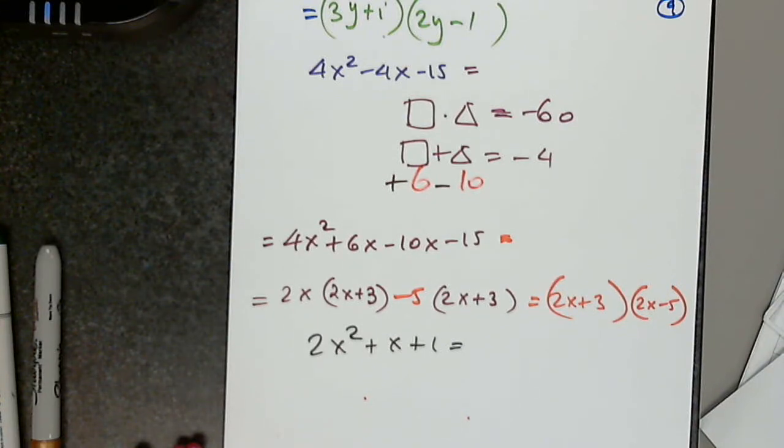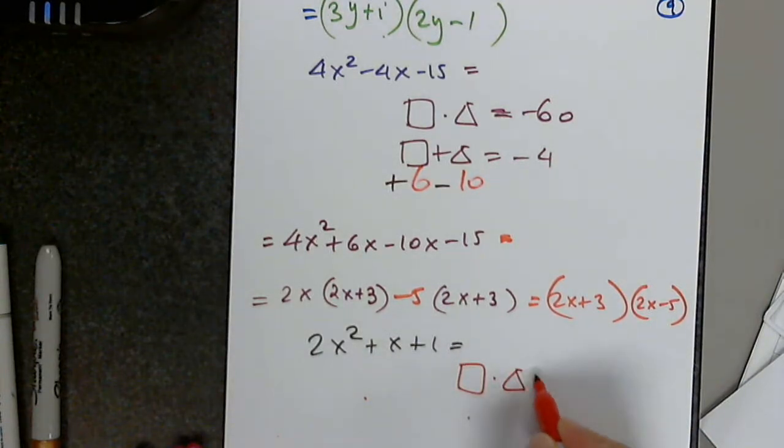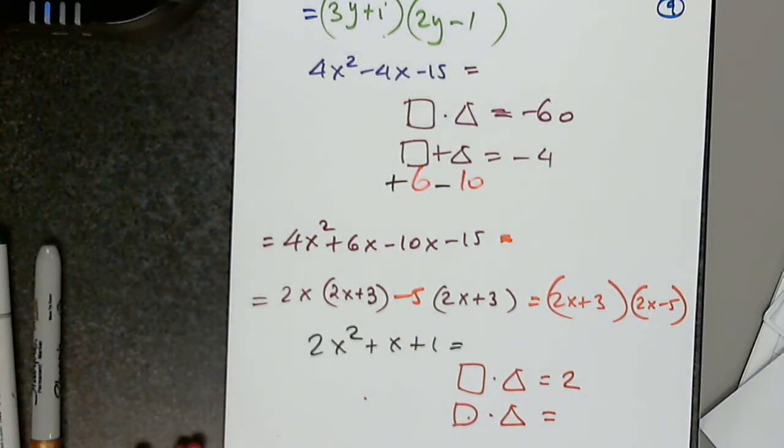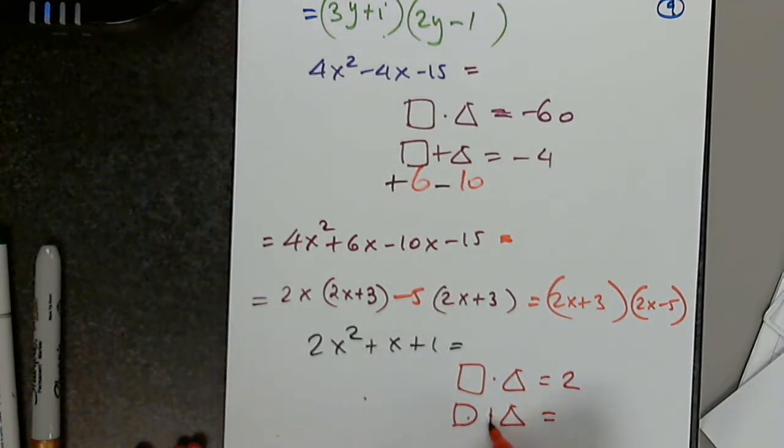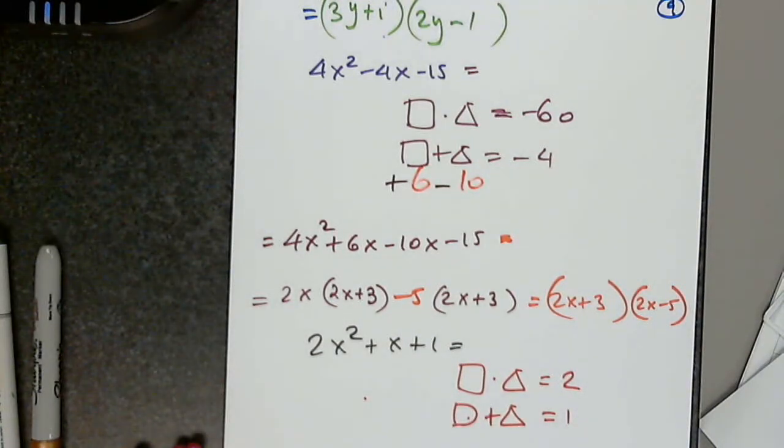So I'm looking for two numbers whose product is very good. You incorporated the leading coefficient because it wasn't 1. Very good. And then whose sum is 1. Good. The product is positive. Both numbers have to have the same sign. Since the sum is positive, they must be positive. So can I find two positive numbers whose product is 2 and whose sum is 1?